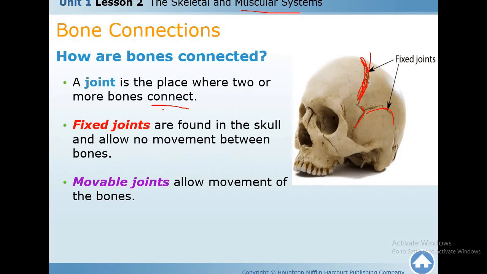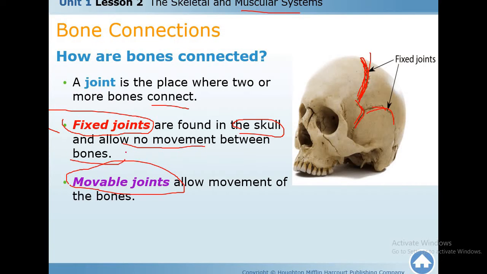We have two types of joints: fixed joints and movable joints. Fixed joints are found in the skull. Look here, this is called a fixed joint. Why is it called fixed? Because it allows no movement between the bones. There is no movement in the joints of the skull. This is called fixed joints, that allow no movement between bones.